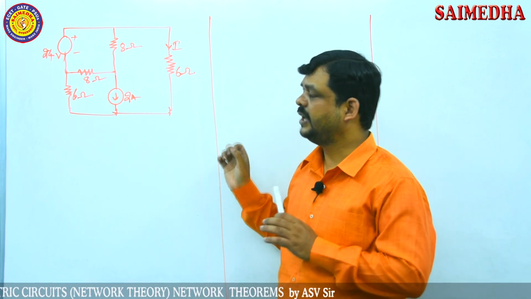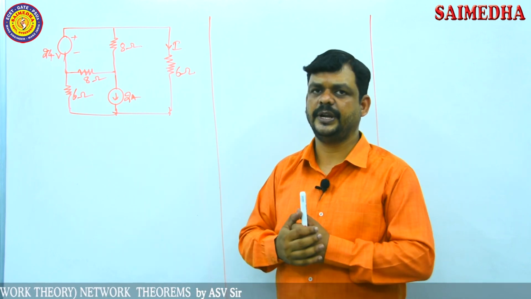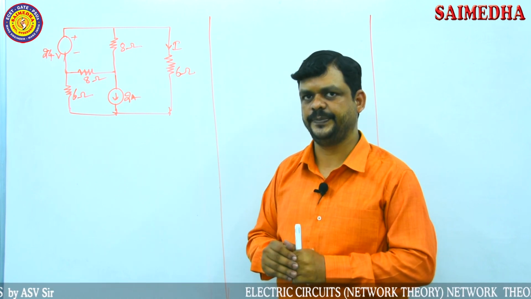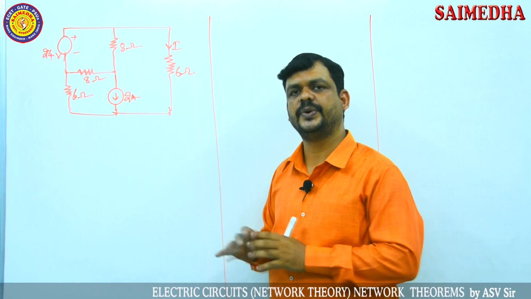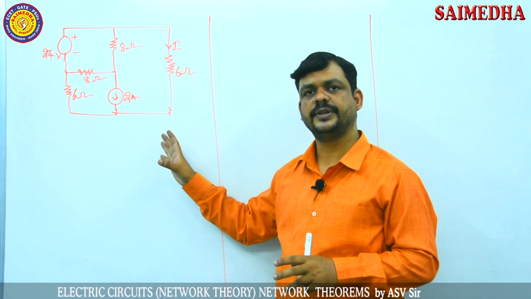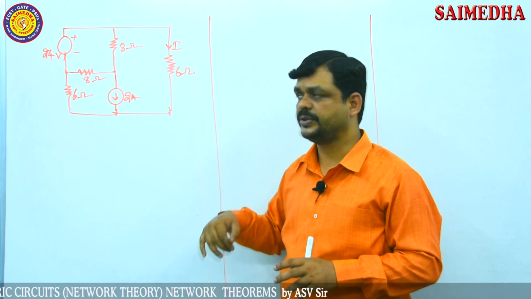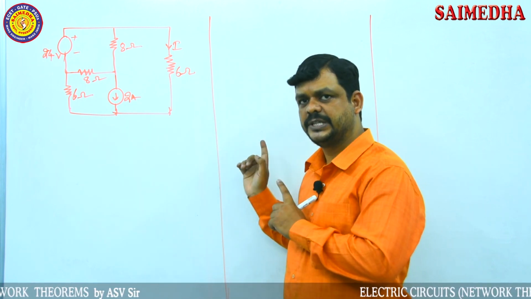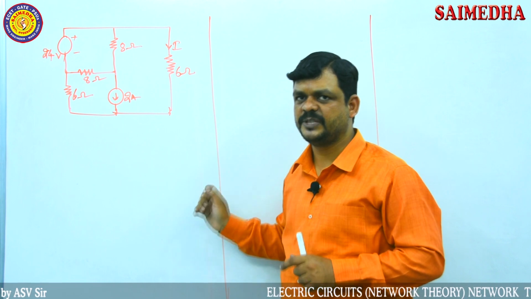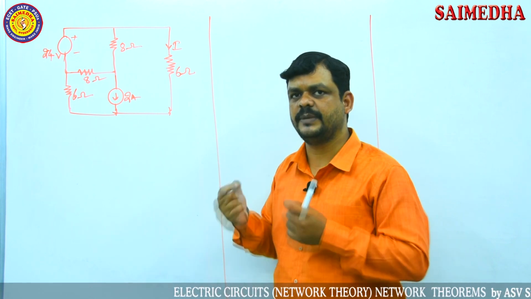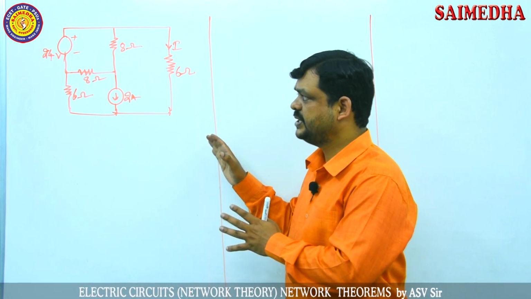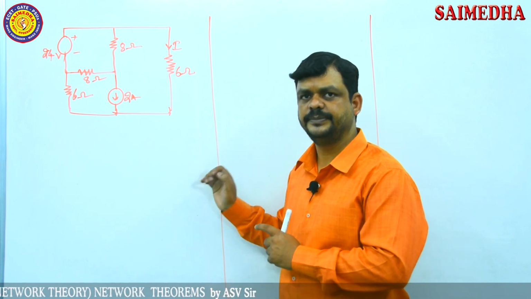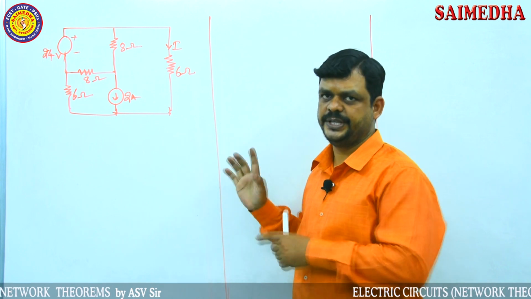To find the current I, for easy representation and easy solving, try to apply the superposition theorem. Just pause this video and try to solve this using the superposition theorem. According to the theorem, apply only one source at a time. Apply one source, eliminate the other source, then find the individual responses, and the total response is the sum of the individual responses. Pause this video, try to solve the problem, and later watch this video.